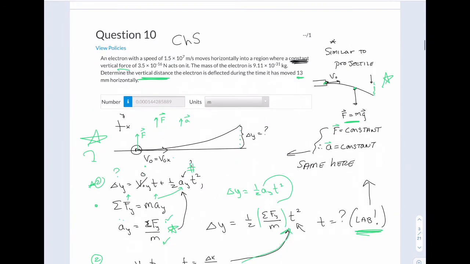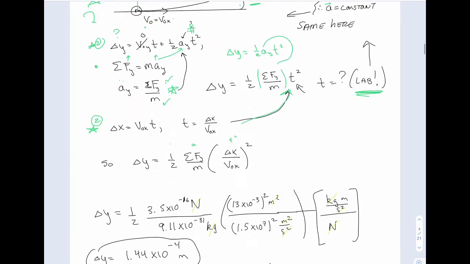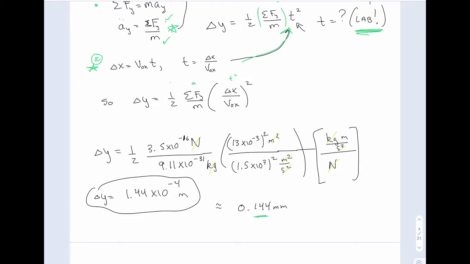So this picture is perfectly analogous to the projectile problem you did. You had the projectile under the influence of a constant gravitational force. Here's the electron under the influence of some other constant force that it falls to the ground. Actually, I drew it going up. I could have drawn it going down. Either way, it's deflected. That delta y is deflected up or down by that 0.144 millimeters.